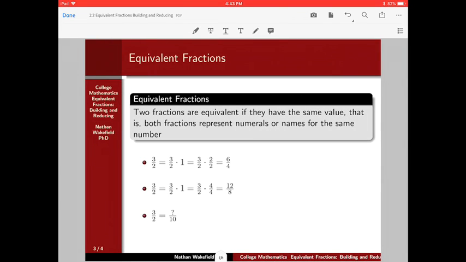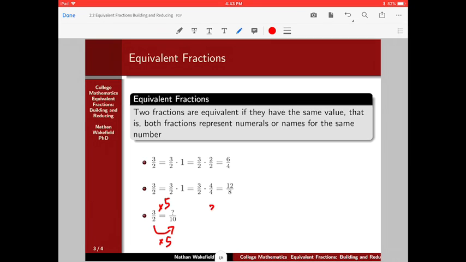So let me give you one to work on here for just a minute. 3 halves is equivalent to what? Well, in this case, I'm looking for 3 halves is equivalent to something over 10. And so what is that something? Well, how do I get from 2 to 10? So the key here is to recognize that to get from 2 to 10, I need to multiply by 5. That tells me that if I multiply by 5 in the top, I will have an equivalent fraction.